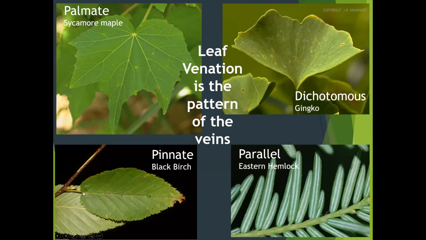Pinnate, again, it looks like a feather. There's a distinct midrib, and all the ribs branch off of that midrib. There's the secondary ribs, and this is a black birch.